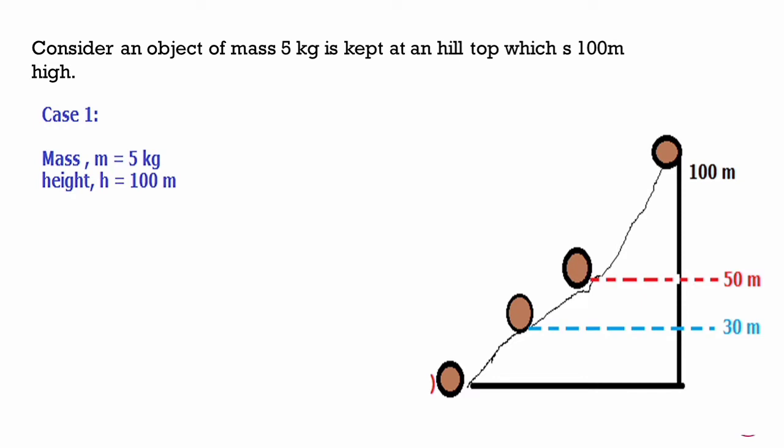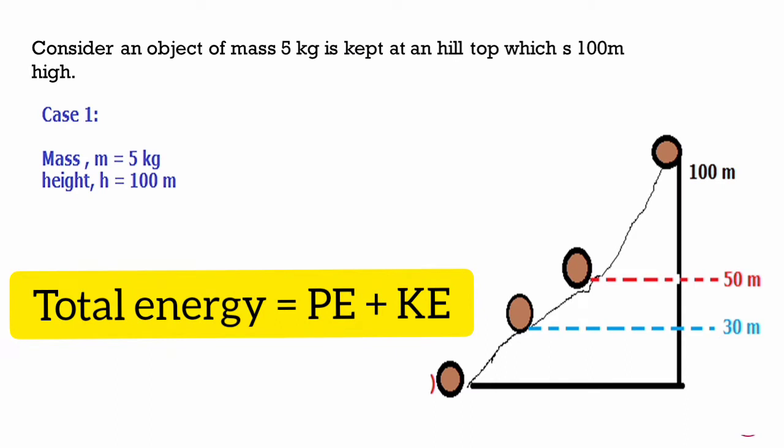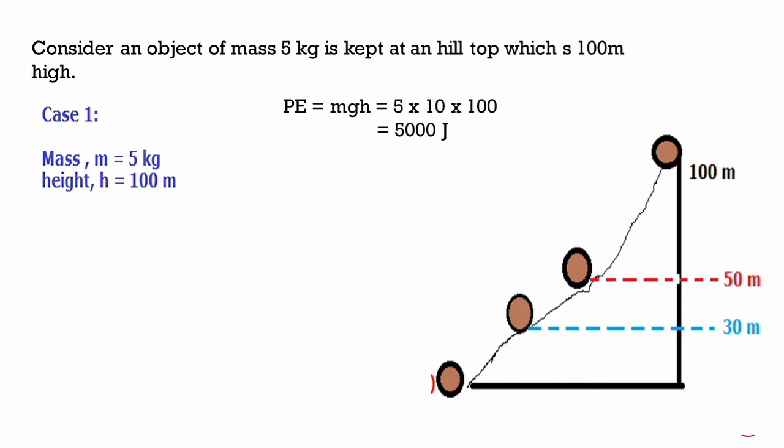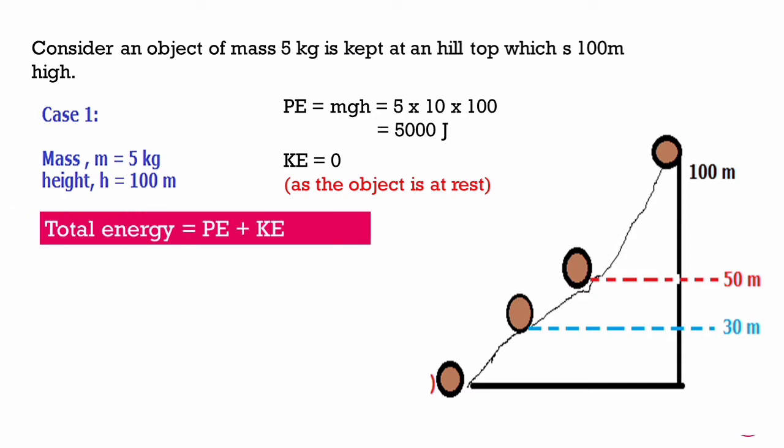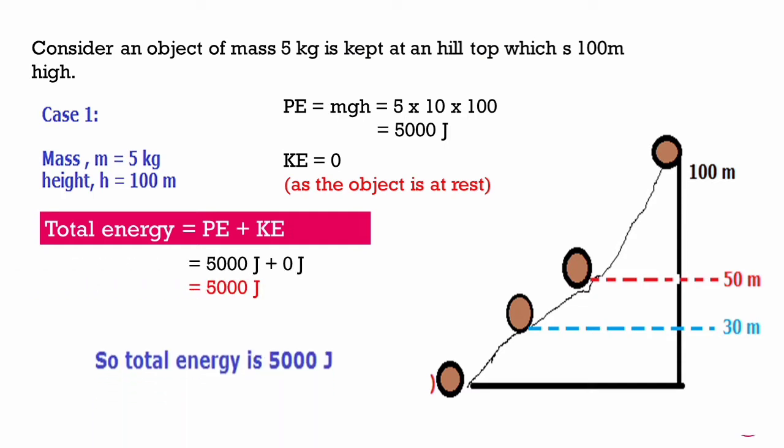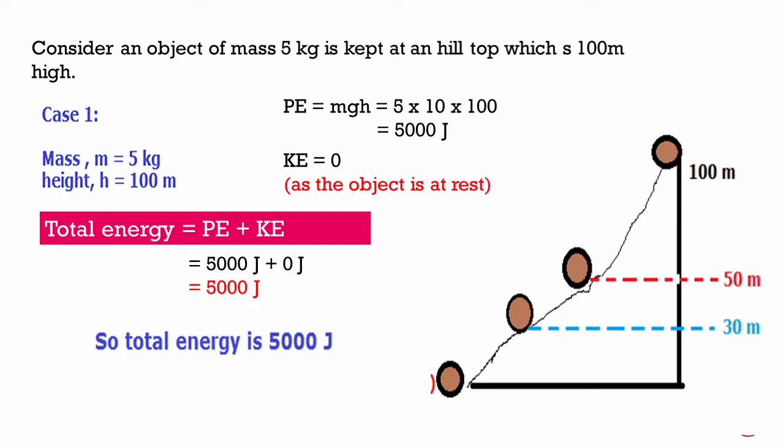The total energy of the object is always the sum of the potential energy and the kinetic energy. So the potential energy here will be mgh, which is 5 into 10 into 100, 5000 joules. The kinetic energy of the object will be 0 since the object is at rest at the top of the hill. So total energy will be potential energy plus kinetic energy, that is 5000 plus 0, which is 5000 joules. So the object is having a total energy of 5000 joules now.